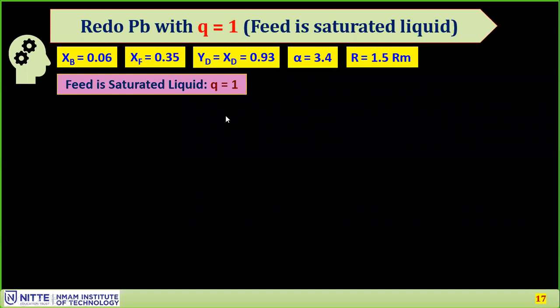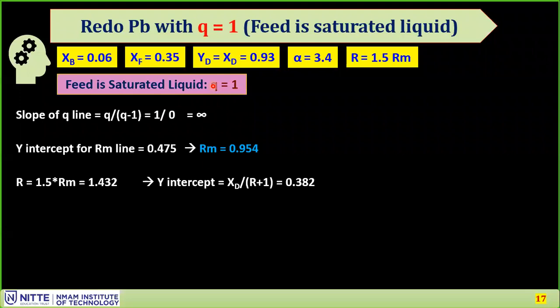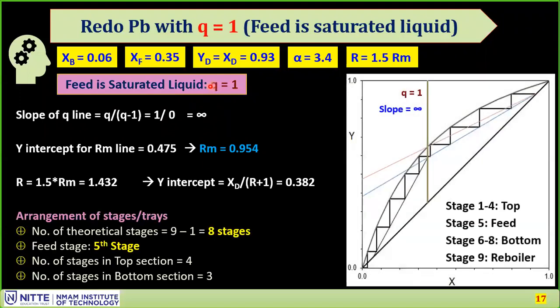Alright, what we'll do is we'll solve the previous problem for two different conditions. The first condition will take Q is equal to 1. Same problem, same data, except that the feed is saturated liquid, Q is equal to 1. What will happen? Let us see this. Slope is infinity. This is the Q line.